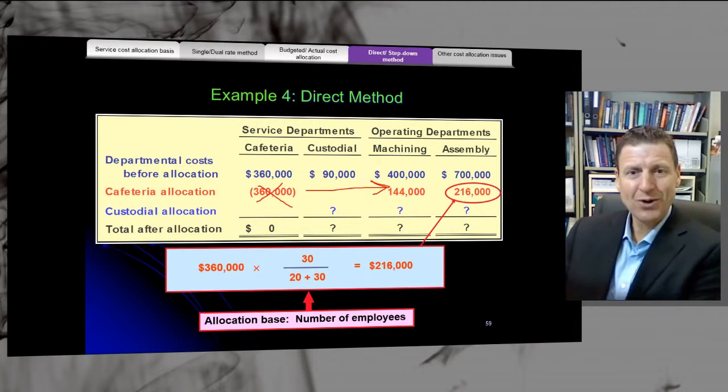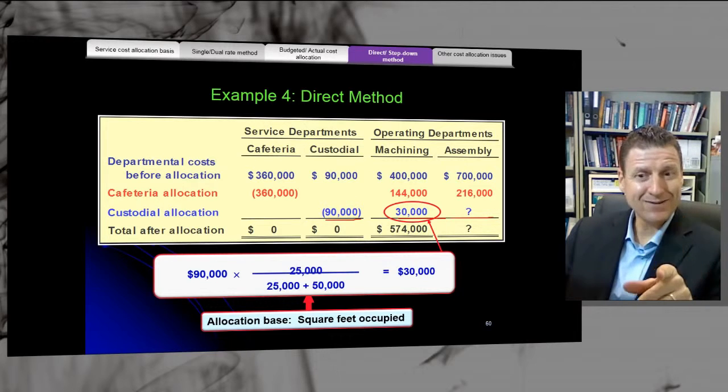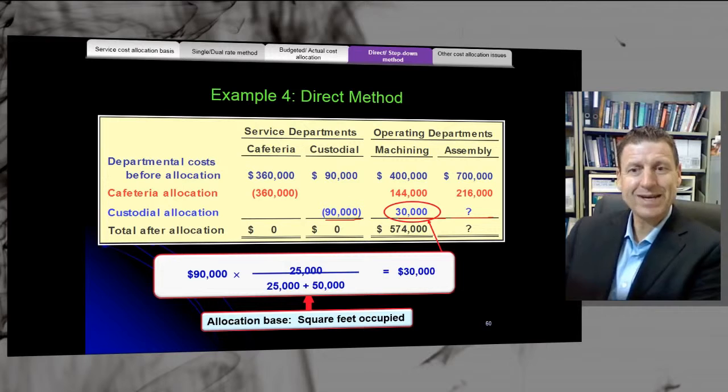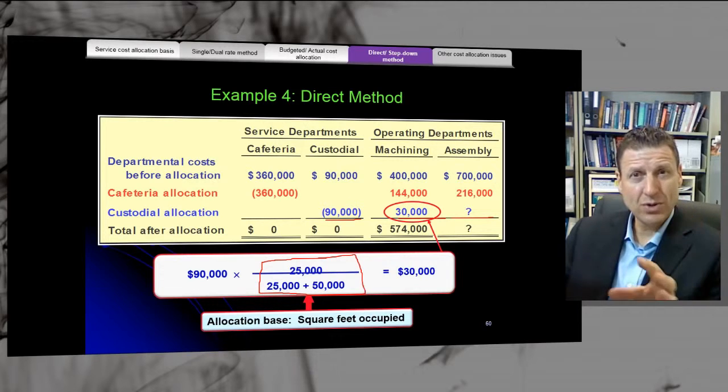There you go. All right, so what about custodial? Custodial, what are the percentages? It's 1/3, 2/3. So 90,000 custodial. So 1/3 is going across to machining. Guess what? Assembly, yeah, you've got it, haven't you? Let's have a look. It's going to be 2/3. But here's the precise calculation. So it's important to do the workings so you make sure you don't make simple errors in the exam.